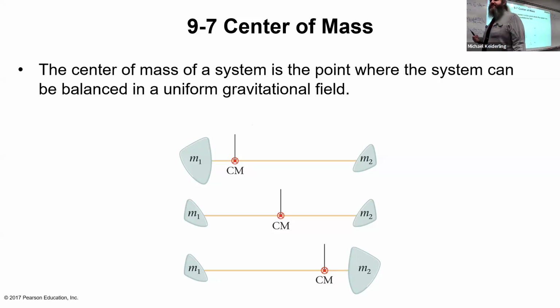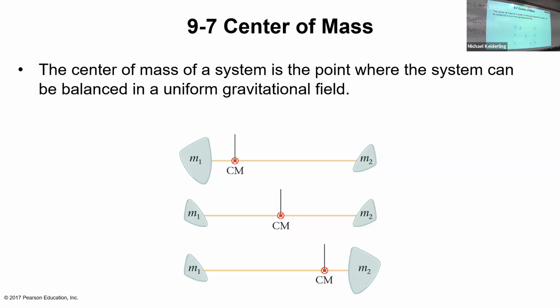We did a whole lab about the center of mass. That was the balance one, had center of mass in it. The center of mass of a system is the point where the system can be balanced in a uniform gravitational field. So that point where you can balance it. So the center of mass is actually the point that's sort of the average location of all the mass. It's sort of the natural middle of the mass.